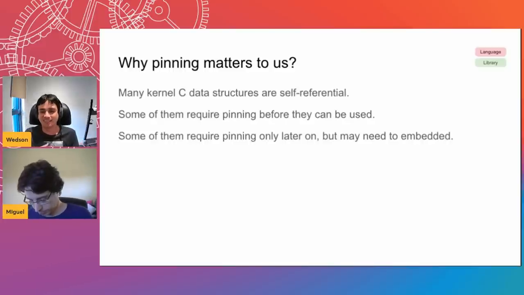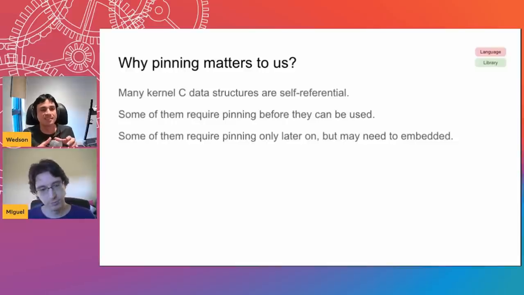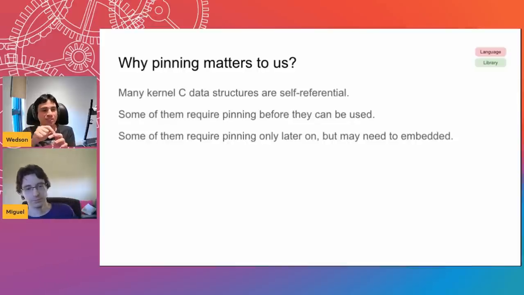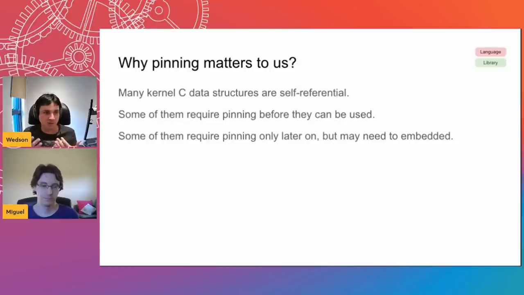And by self-referential I mean that there are fields in it that point to itself, right? It can be a direct pointer from a field to another field or to the top of the struct, or it can be indirect, right? Like a field points somewhere else, that points somewhere else that eventually comes back to this object. So these self-references can be direct or indirect. But we have lots of those. We have them all over the place in the kernel.